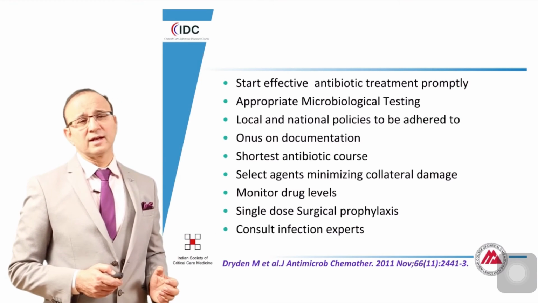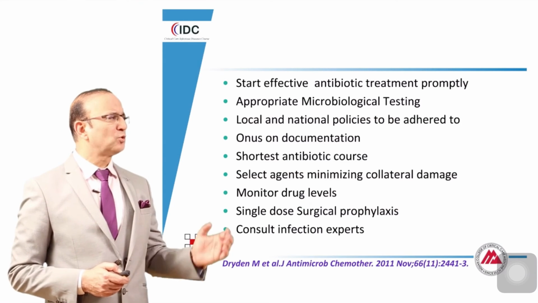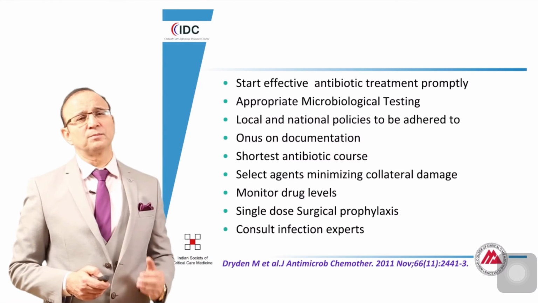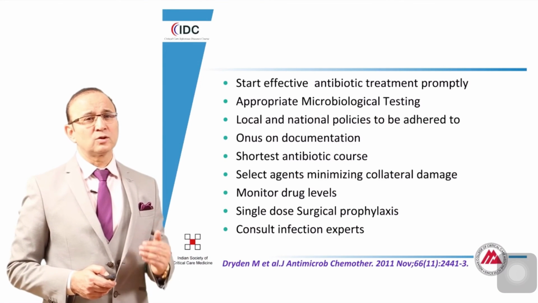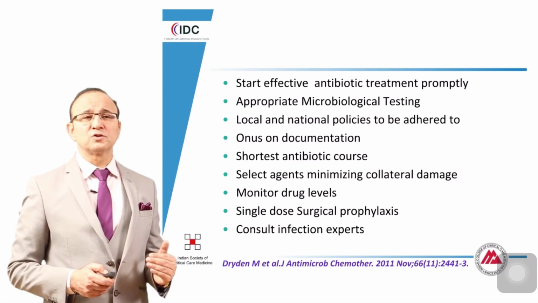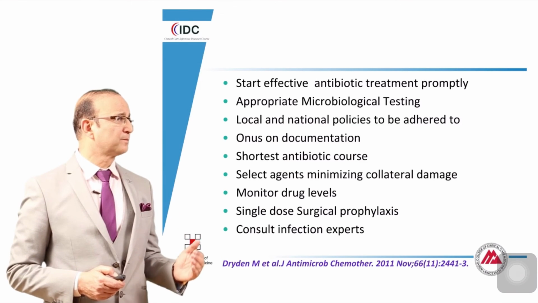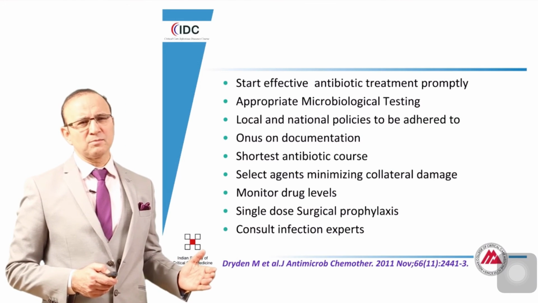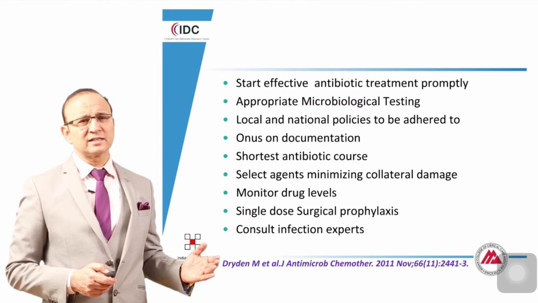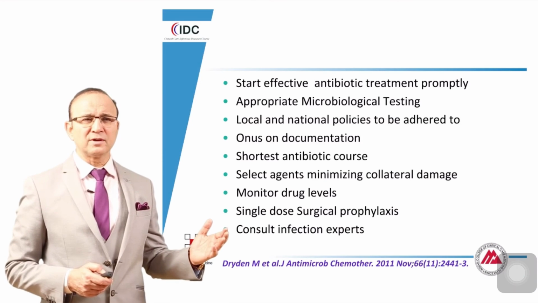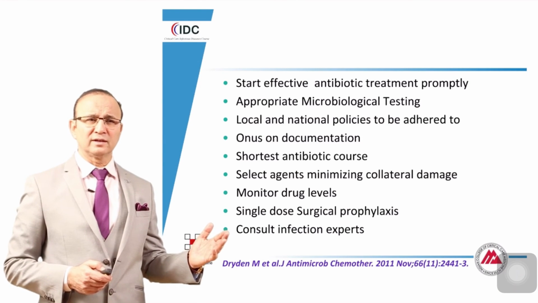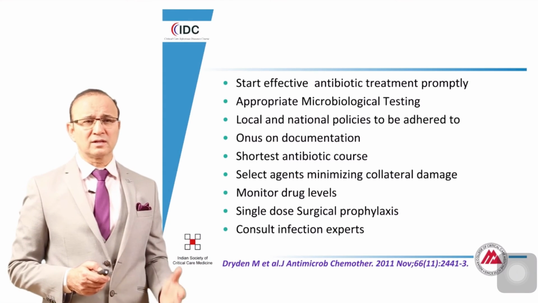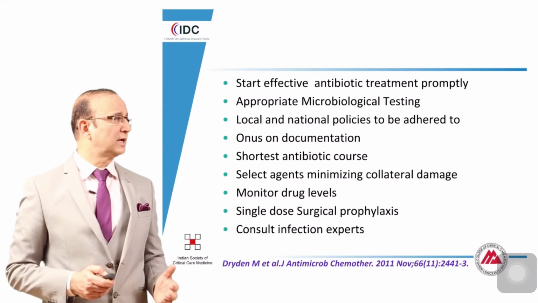Start effective antibiotics promptly. Appropriate microbiological testing should be done. Local and national policies should be adhered to, because the sensitivity in one ICU differs from another hospital. And always document, give the shortest antibiotic course. If it is sensitive, don't go on prescribing antibiotics because the patient is on a ventilator or has a line. Whatever is the policy, national or international recommendation, follow that.